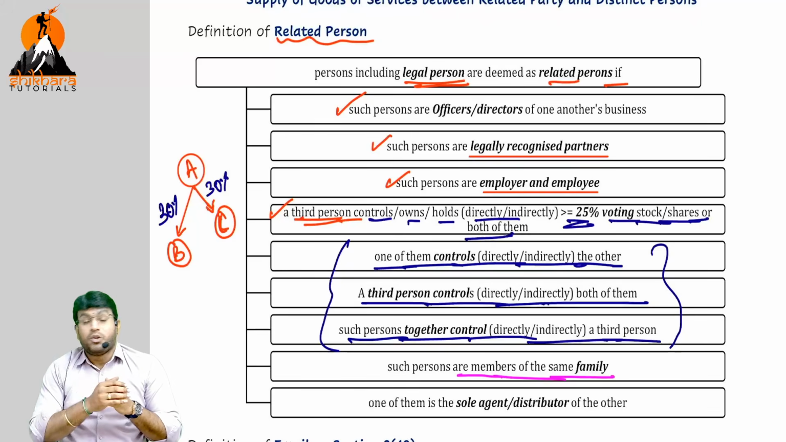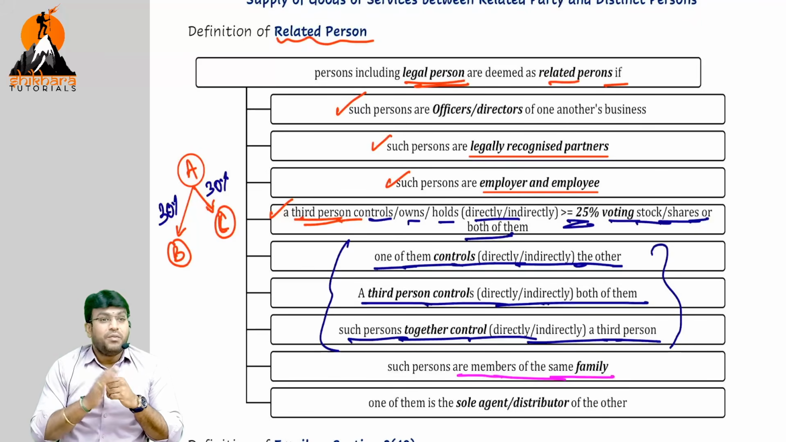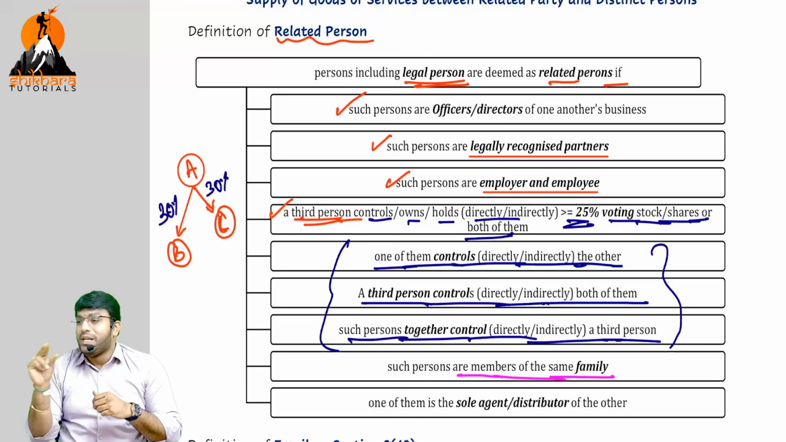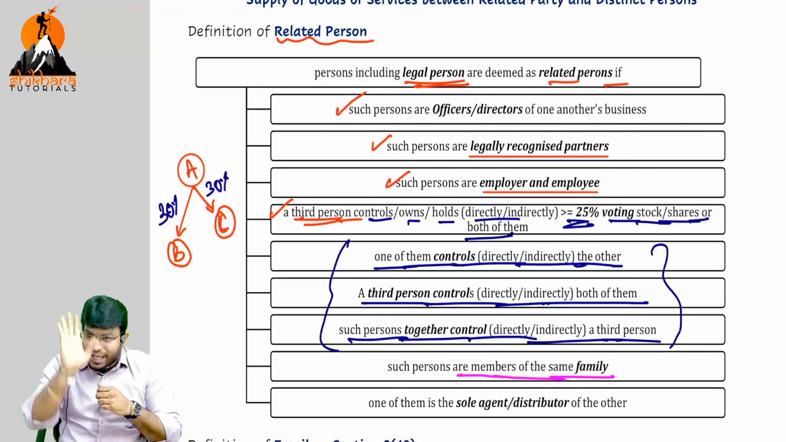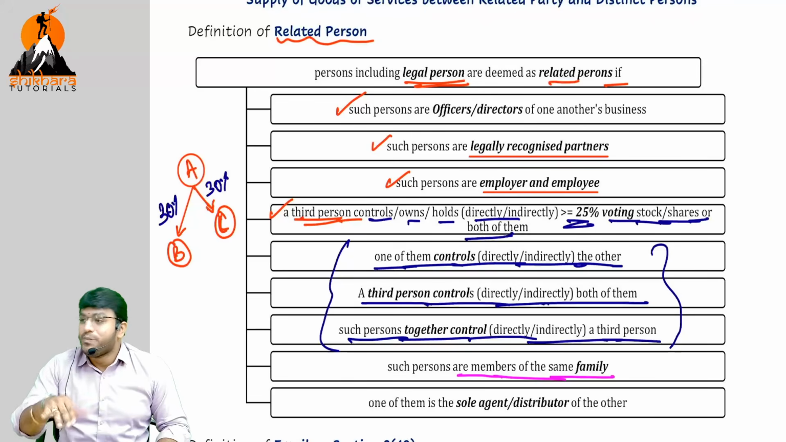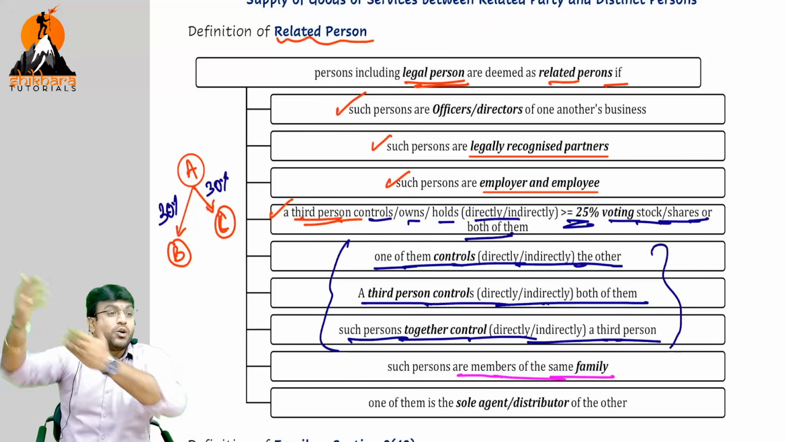There is a wonderful section, section 249, which defines family. And they told family means. Means is different, includes is different. Means is exact, this much only. Includes means what? These are covered, someone else also covered.